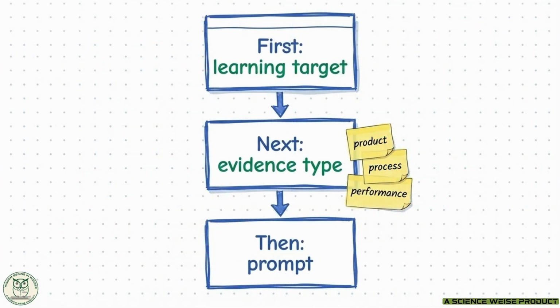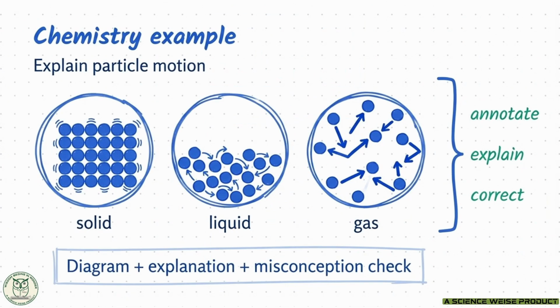Pause there for a second. Pick the evidence first. If I'm teaching chemistry and I want students to explain how particle motion changes from solid to liquid to gas, I need to know what counts as evidence. Is it a labeled diagram, a short written explanation, a verbal defense, a transfer question to a new context? Once I know that, now I can ask AI to help. Before that, I'm basically asking it to decorate a lesson-shaped object. And yes, lesson-shaped object is a real category now.